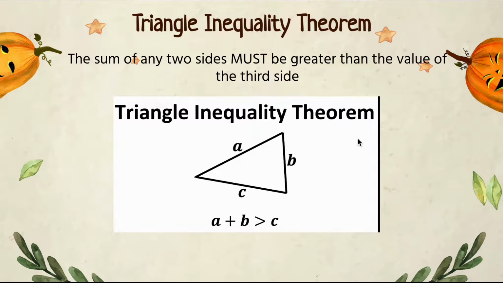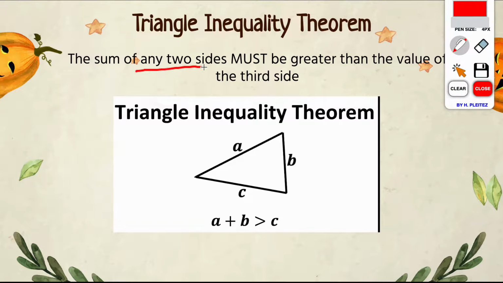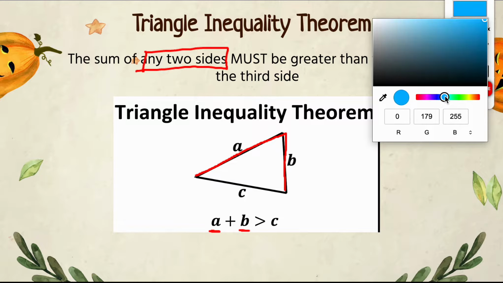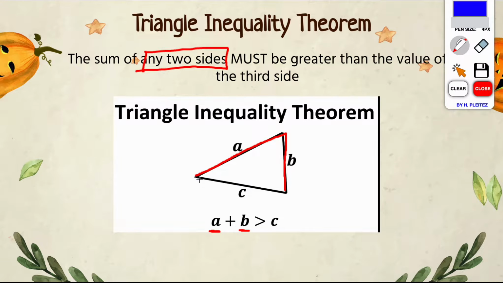So, looking at a picture right now, we have our potential triangle here, and it says that if we add up any two sides of our triangle, no matter which two sides we decide to add, it has to be greater than the value of the third side. So for example, let's say this is my triangle and I decided to add up sides A and B. I know that that sum has to be greater than the value of the third side. In this case, my third side is C. So I know if I add A plus B, it has to be greater than C.